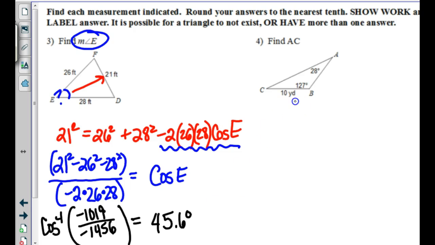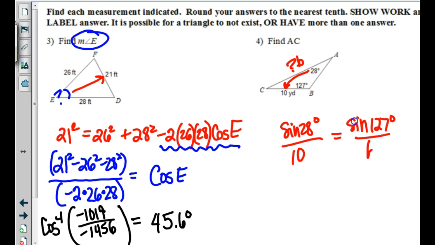All right, this one says find AC, which would be this here, or we could call it B. Law of sines or cosines? Sines. Yeah, 28 degrees is across from 10 yards. In the same way, the sine of 127 degrees is across from B. That's just a straight up typing question. It's finding a side, so there's not more than one solution.